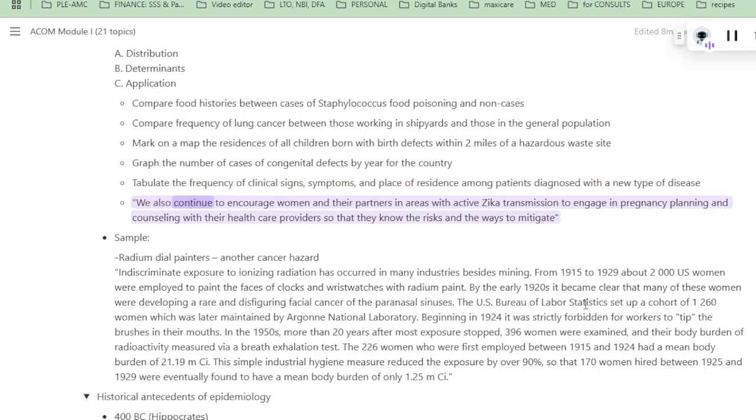We also continue to encourage women and their partners in areas with active Zika transmission to engage in pregnancy planning and counseling with their healthcare providers so that they know the risks and the ways to mitigate.